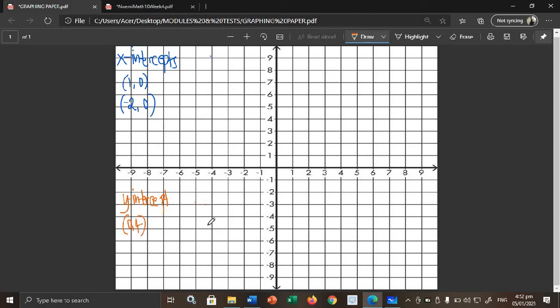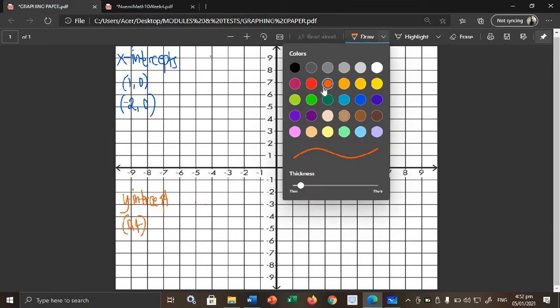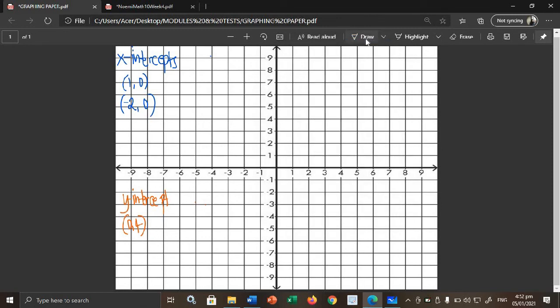So yeah, now that we have our x-intercepts and y-intercept, let's now sketch the graph. So 1, 0, this will be here. Yan, and then -2 and 0. And then the y-intercept 0, 4. Yeah. Now, we have the first, second, and third turning point. Sila na din yung turning points, di ba?